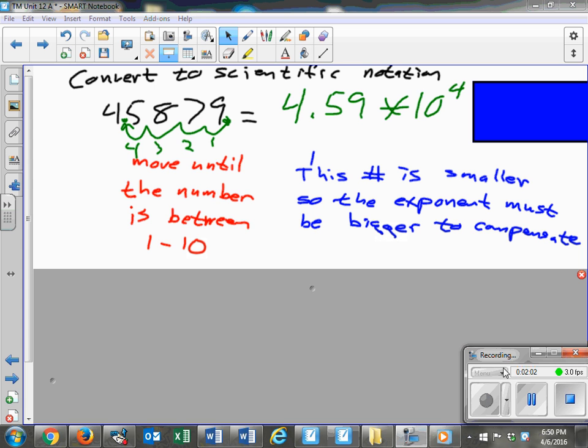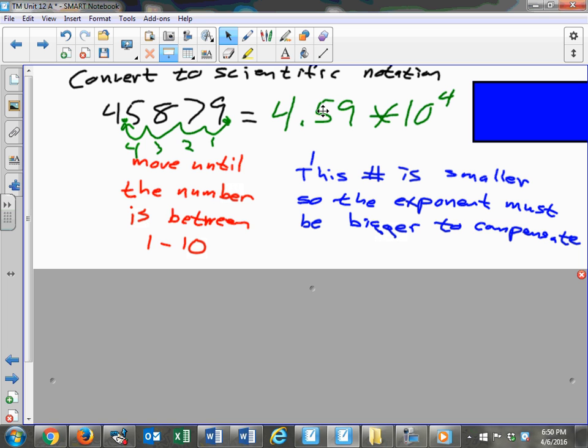People also get hung up, oh, I moved it left, so should it be negative, or I moved it right, so it should be positive, or how's that work? And basically what I think about it is 4.59 is way smaller than 45,879. So if this first number right here, the 4.59, got smaller, then this number needs to be bigger so that it compensates and gets the same answer. It's that whole inverse proportion thing.